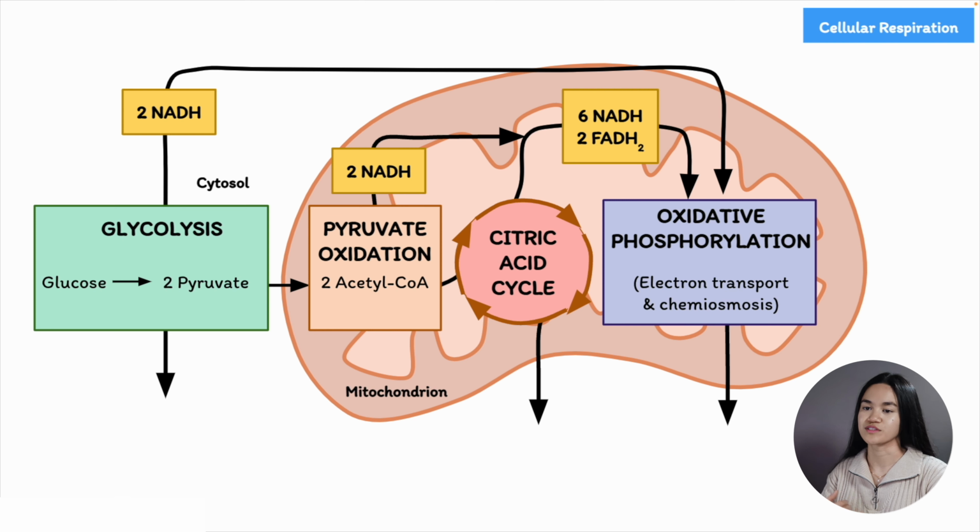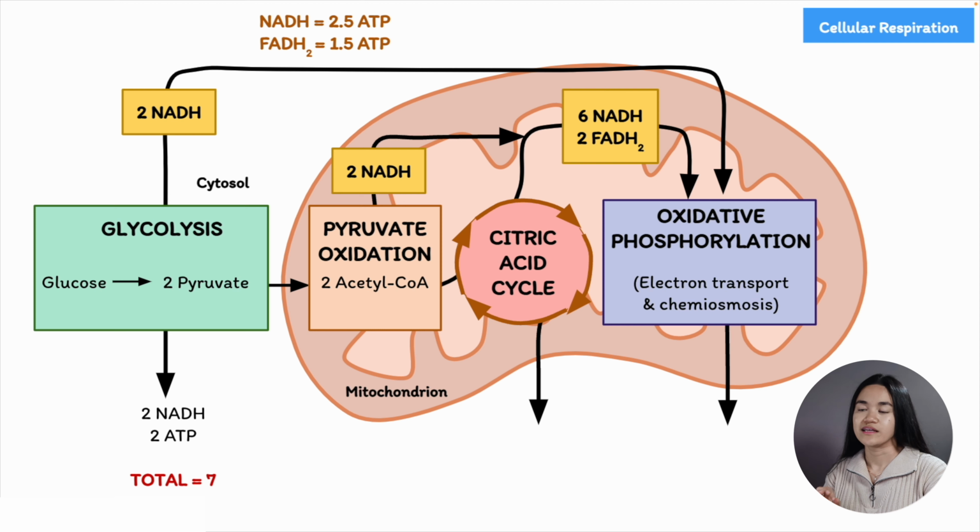Let's start with glycolysis. So in glycolysis, we produce net 2 ATP and 2 NADH. Now, you can make 2.5 ATP for each NADH molecule and 1.5 ATP for each FADH2 molecule. So for this NADH, the ATP equivalent gives us 5. For glycolysis, our total here is 7. Then moving on, the pyruvate molecules we've produced are oxidized to acetyl-CoA. We generated 2 NADH, so that gives us 5 ATP.